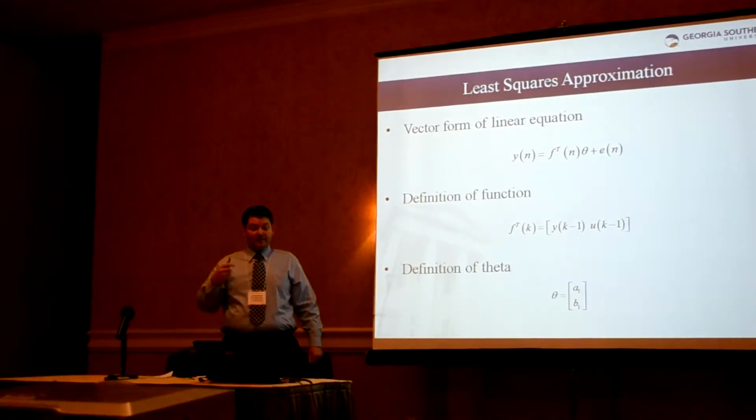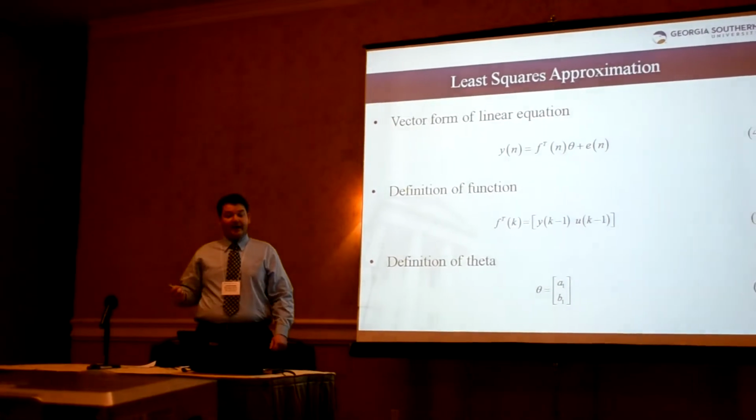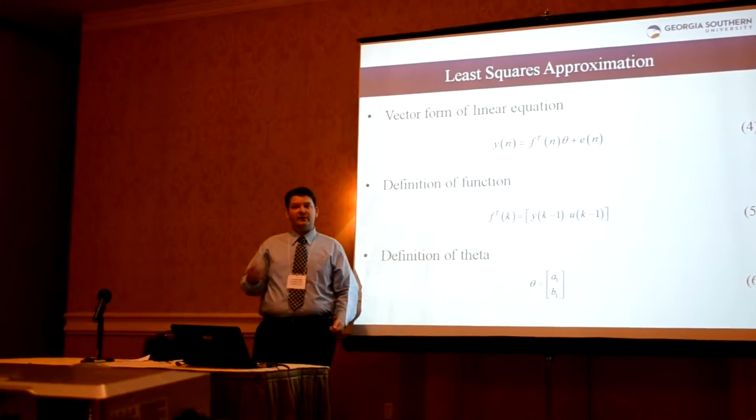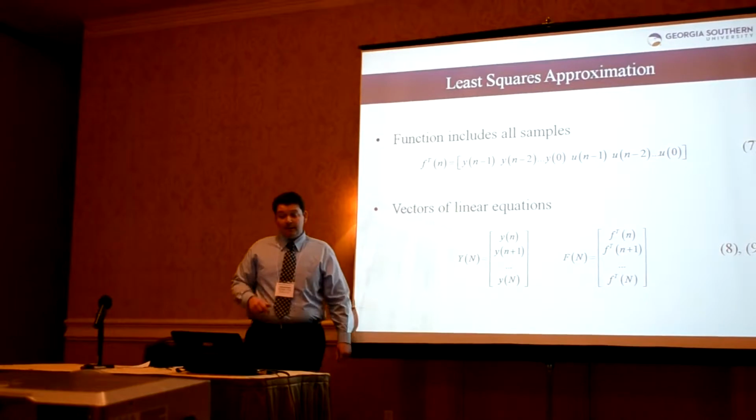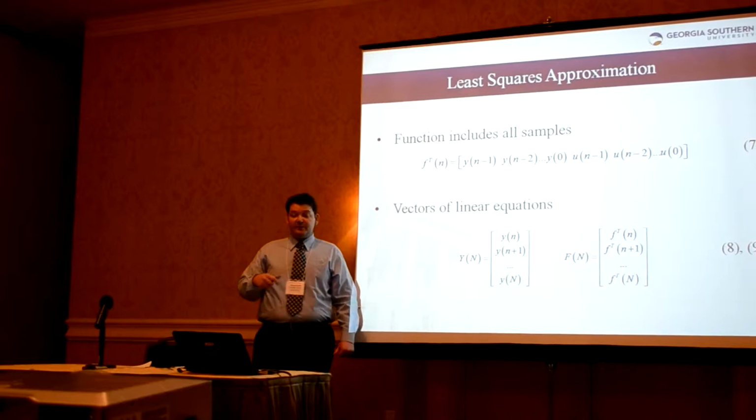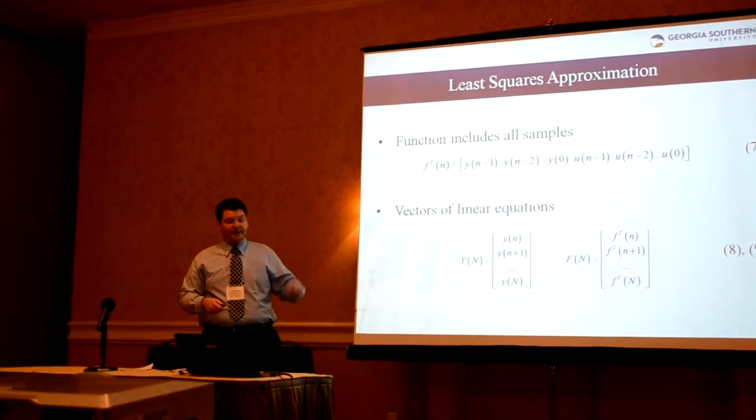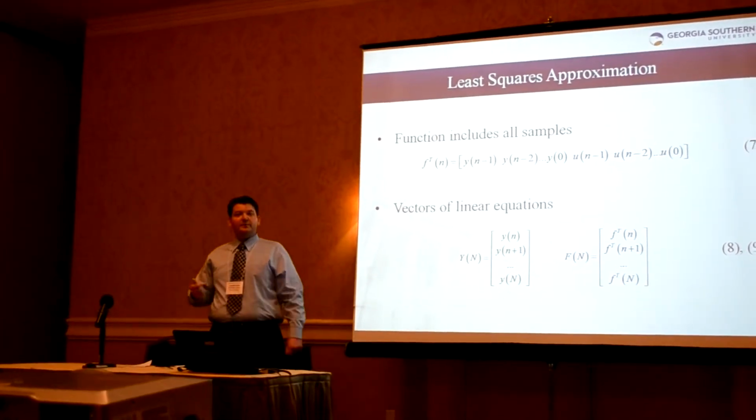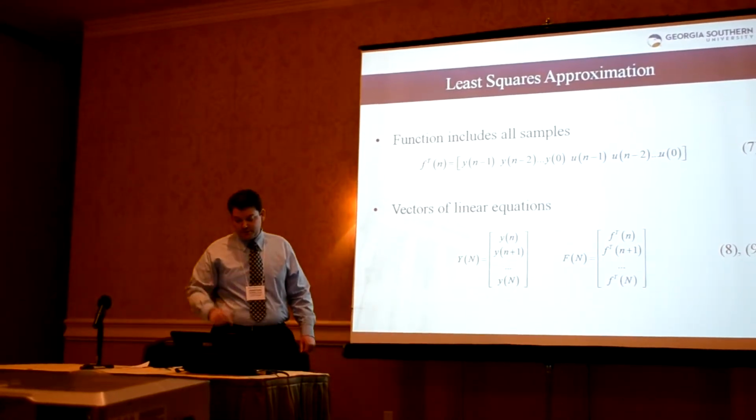Equation 4 is the vector form of that linear equation described by the difference equation. And equations 5 and 6 give definitions of the function f and theta, which contains the parameters we're trying to determine, A1 and B1. Equation 7 shows that for any sample, the function f includes data from the previous samples of response data collected, including the stimulus data. And equations 8 and 9 are just vectors constructed from elements of that linear vector equation for use with the least squares algorithm.